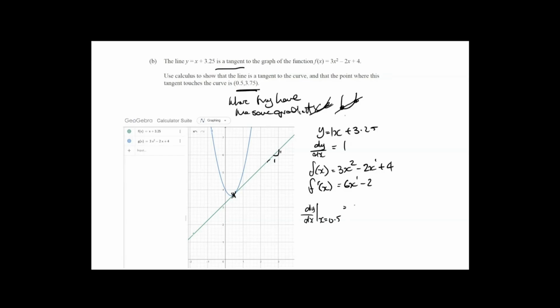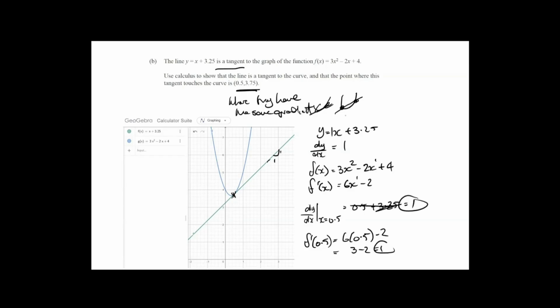So 1 times 0.5 is 0.5 plus 3.25, no, I've done it wrong. So it's just 1. What am I saying? Everywhere has the same. I've just gone down the screen saying how everywhere the gradient's the same. The gradient is going to be 1 everywhere, and f dash evaluated at 0.5 is going to be 6 times 0.5 minus 2. So that's going to be 6 times a half is 3, minus 2 is 1.